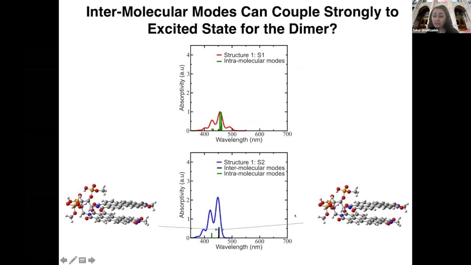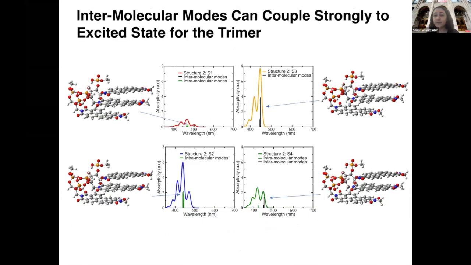But if we look at the bright state, the second excited state, what we see is that intermolecular modes, the coherent motion of two molecules together, dominate the coupling to the excited state. And we can see the same for the trimer: for some excited states, generally the bright one, intermolecular modes couple more strongly, and for generally the darker states, the intramolecular modes couple more strongly.